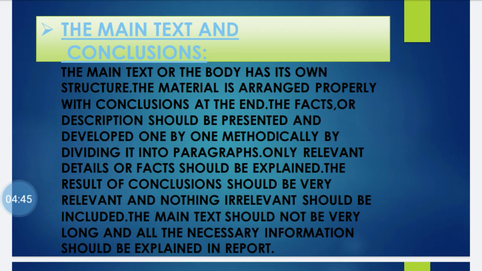If you are not dividing into paragraphs, you can just write the main text and then the conclusion. Only relevant details or facts should be explained in a very proper way. The result of the conclusion should be very relevant, and nothing irrelevant should be explained or included. Now the main text should not be very long, and all the necessary information should be explained in a report.